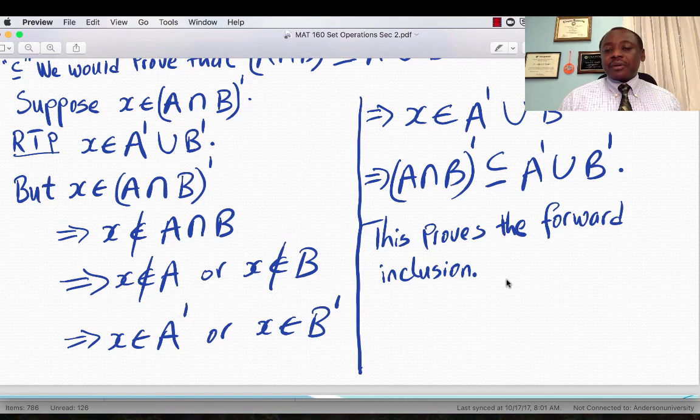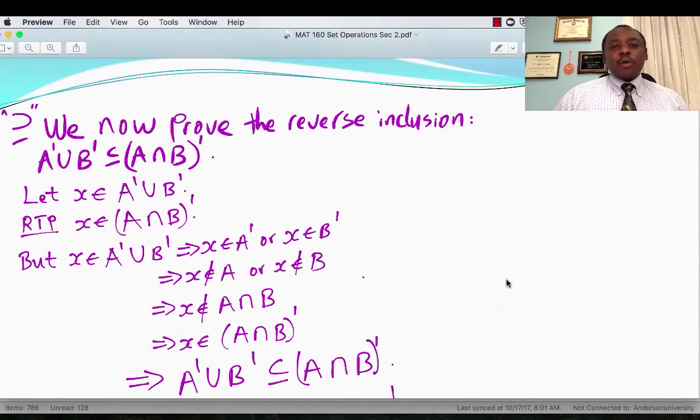This proves the forward direction, and we can smile a little because we're half done, and this gives us a good idea of what the reverse direction would look like. So let's go ahead and tackle the reverse direction. We now prove the reverse inclusion. You see, I put my little reverse inclusion here. The reverse inclusion would be A prime union B prime is a subset of (A intersection B) prime. So I pick an element, let X be an element of A prime union B prime, and my desire is to prove X is an element of (A intersection B) prime.